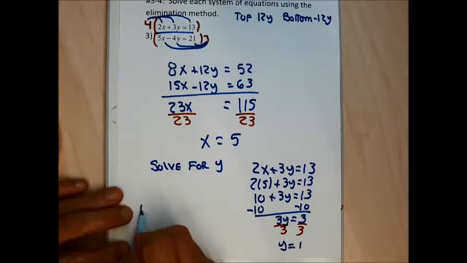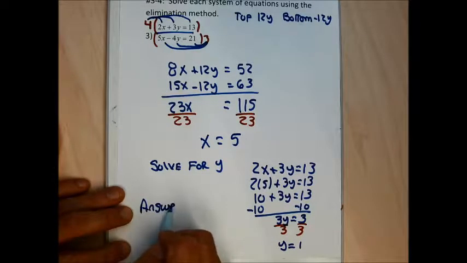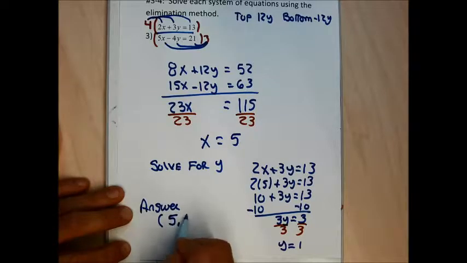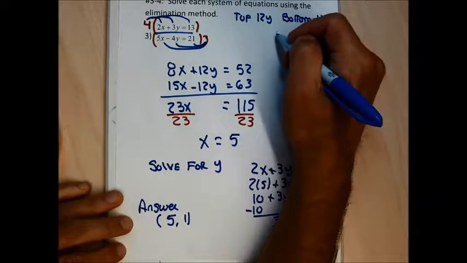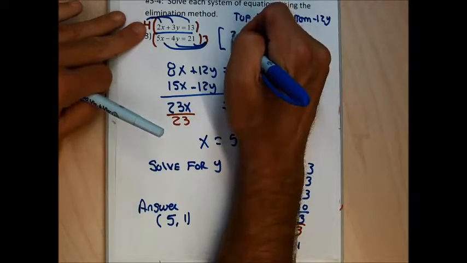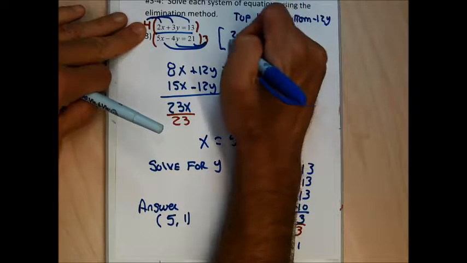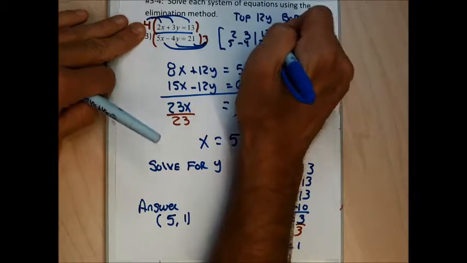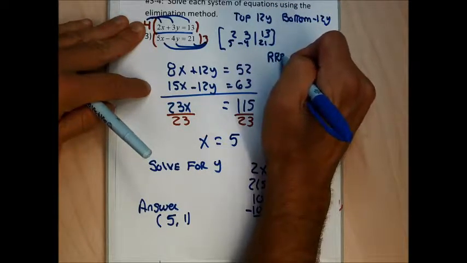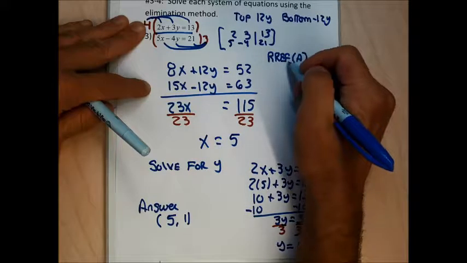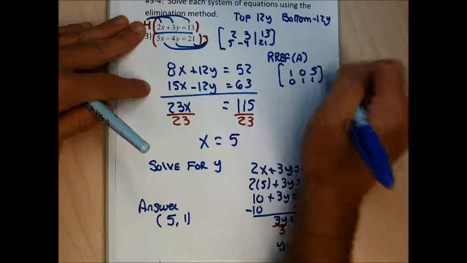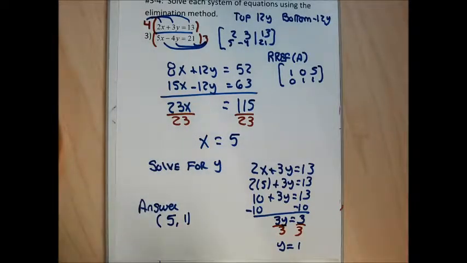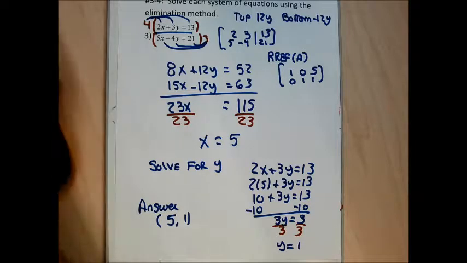Ready to write my answer, and I'm also ready to check my answer. My answer is going to be x equal to 5, y equal to 1. I'm going to enter a 2 by 3 matrix and do RREF A and make sure that when I start with the matrix 2, 3, 13, 5, negative 4, 21, when I do RREF A I get 1, 0, 5, 0, 1, 1, because the numbers in the right-hand column are the answers for x and y. So real quickly, I'll just rock this on my calculator.